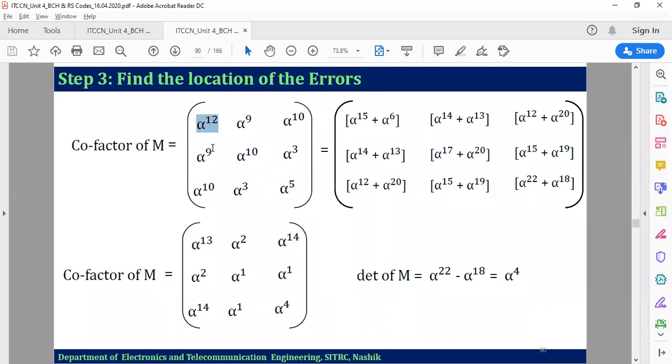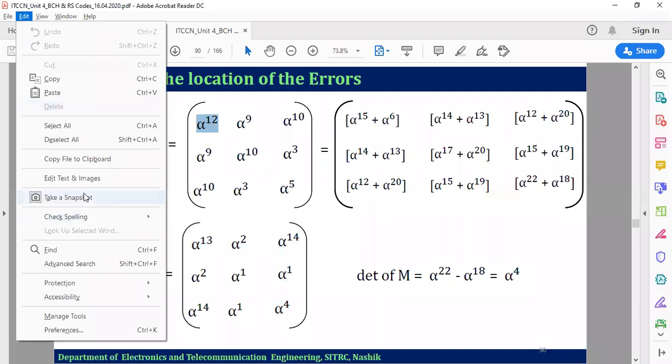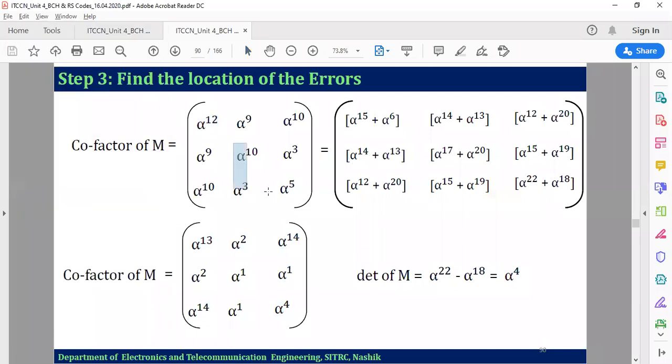So for the first element, first row, first column element, how to calculate the value of the first element of the cofactor m? It is simply what? Multiplication of this matrix alpha 10, alpha 3, alpha 3, alpha 5, which is nothing but what? Alpha 15 plus alpha 6.